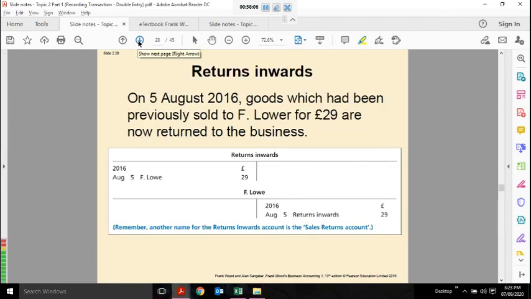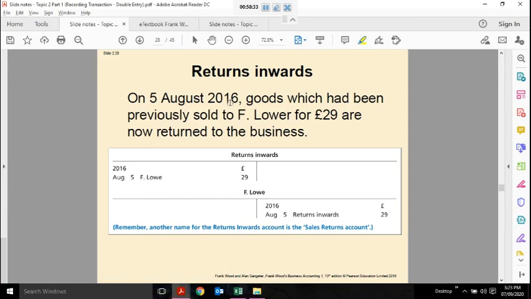Okay, now we come to return inwards and return outwards. Return inwards means into the business, and return outwards means out of the business. Return inwards, basically you receive the goods back from your customer, your debtors or your accounts receivable. So basically they still owe you, and then they return the goods back to you.